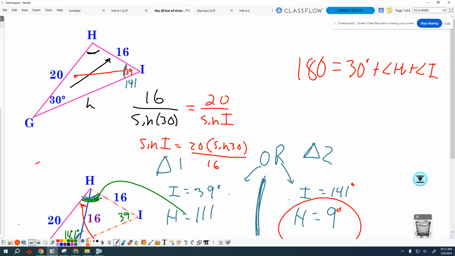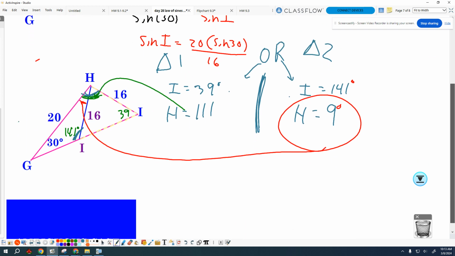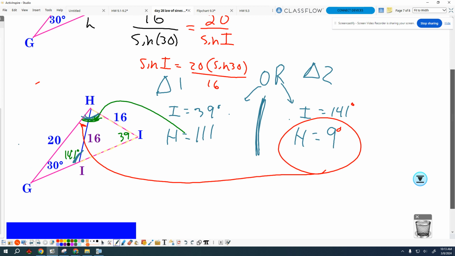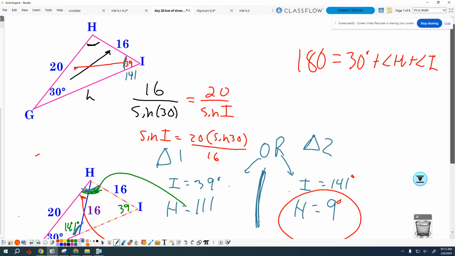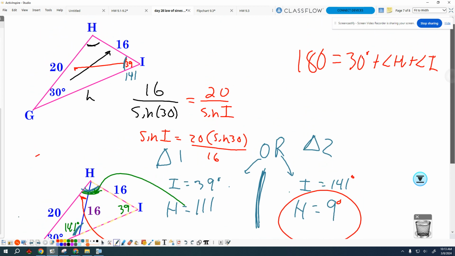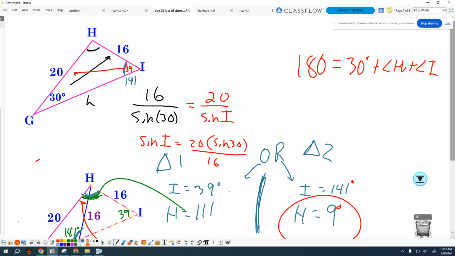To find the last side, you're finding two sides, well, the last side for two triangles. Should we do the big fat H angle or the skinny H angle first? You have to do both. Start with the big one.